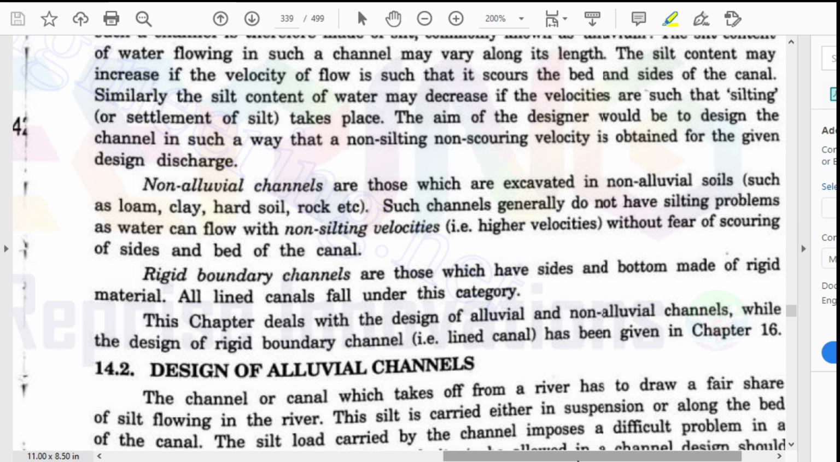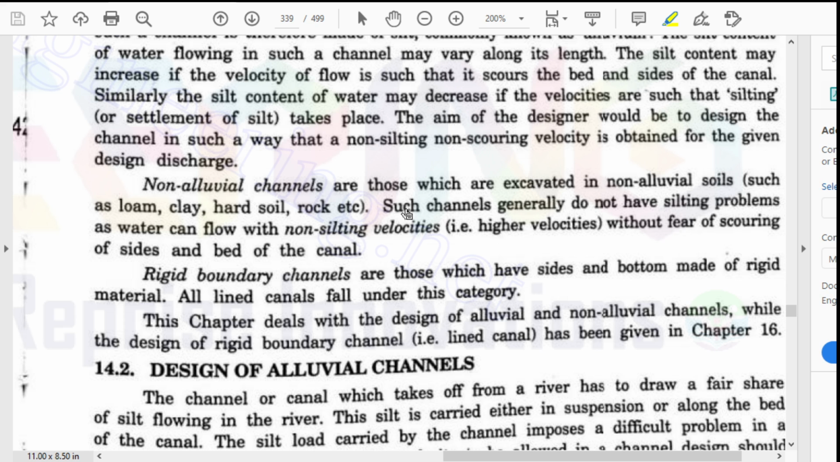Now second is the rigid boundary channels. The name of this channel indicates that it is a lined channel, okay, that means the sides and bottom are lined with rigid material. So all the lined canals and lined channels fall in this category, that means all the lined canals fall under the rigid boundary canals, okay.